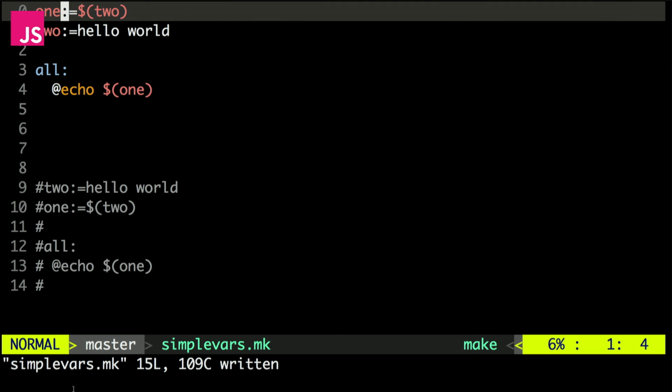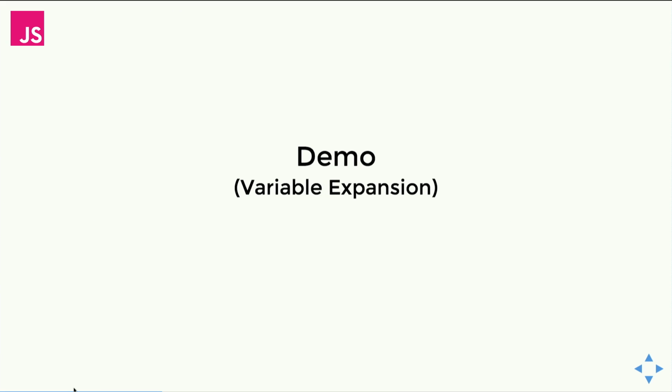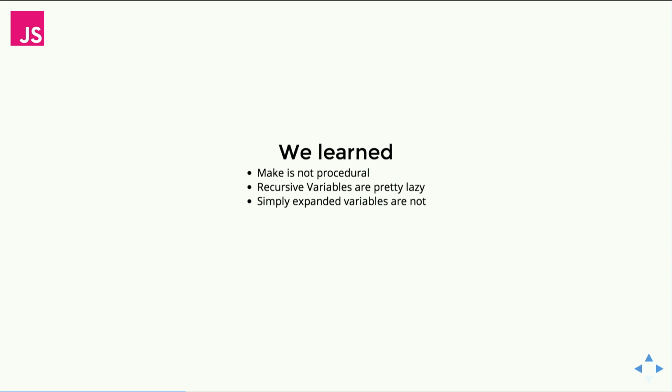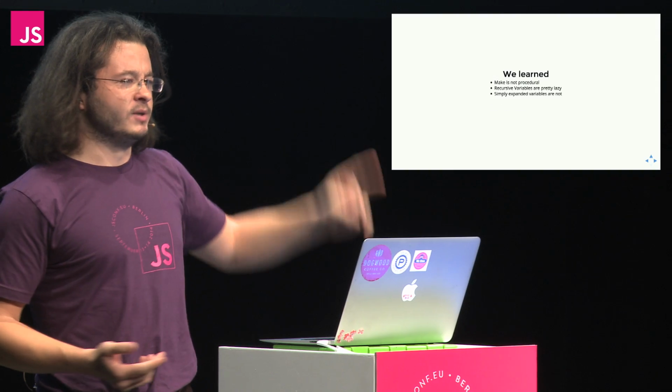Make is all about expanding expressions. Those expressions might be simple variable assignments, or there might be function calls to go and get lists of crap. Not really important. What we have is a very non-procedural language. Recursive variables are really lazy, and simply expanded variables are not. But simply expanded variables are really a newer Make thing, and they're not in all flavors of Make, so whatever. I'm going to use recursive variables absolutely everywhere in these demos.